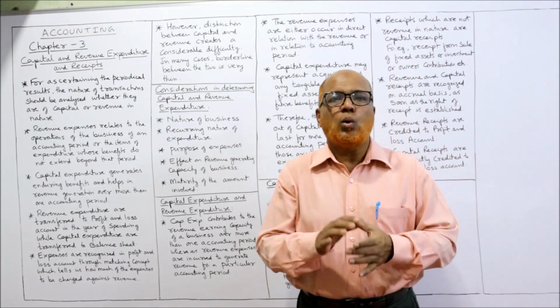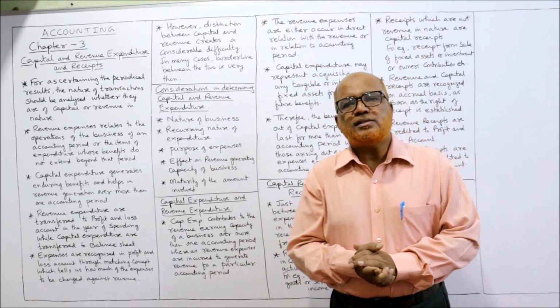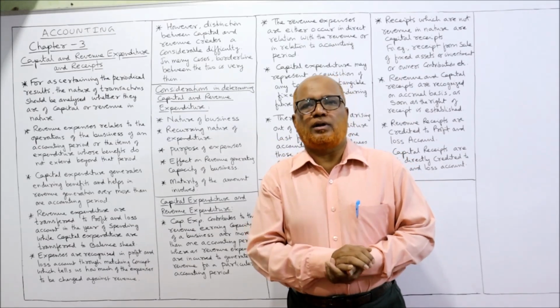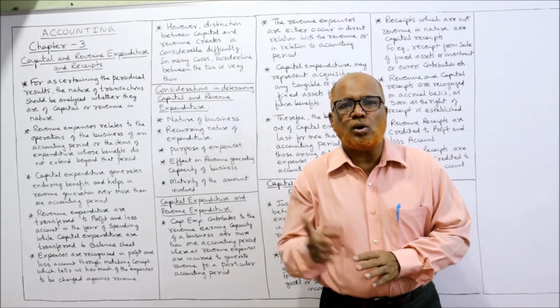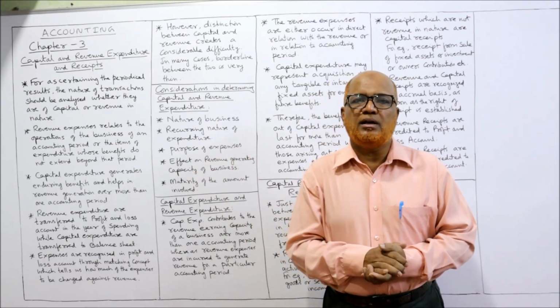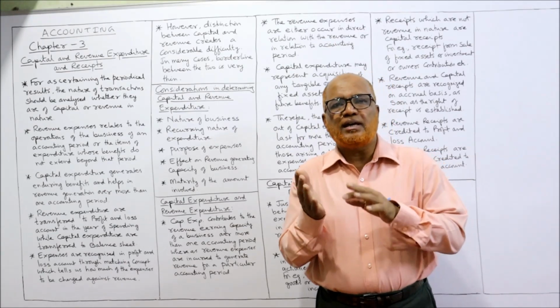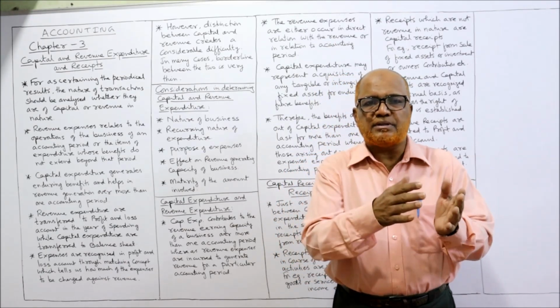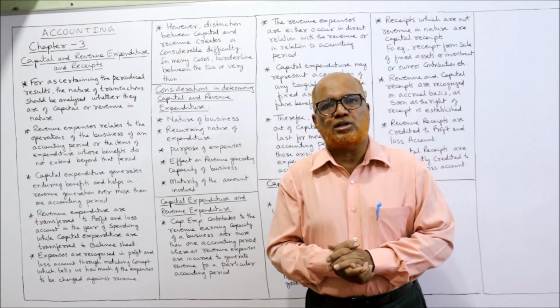Without understanding this, we cannot make the financial statements. Now, financial statements are the end product of accounting. So how to make the financial statements depends on capital and revenue expenditure. A student must know the difference between capital expenditure, revenue expenditure, capital receipt, revenue receipt. Then only he can be able to make the financial statements.